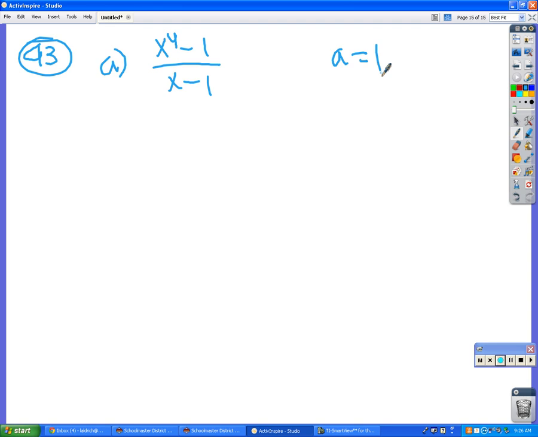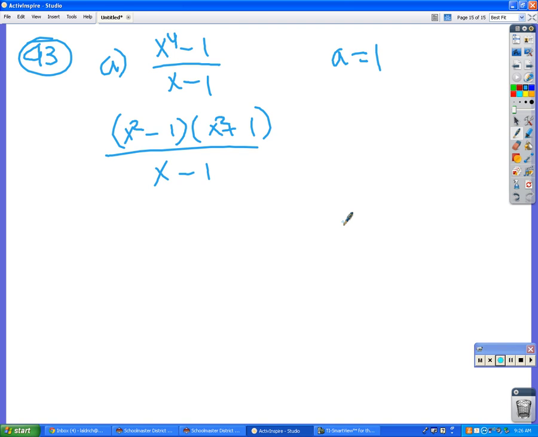Can I plug 1 directly in? Nope. So what's my first strategy? Factor. What does the top factor into? Oh, it's deceptively simple. X squared minus 1, x squared plus 1. It's still the difference of 2 squares, because x to the 4th is x squared squared, so you can factor it like that.